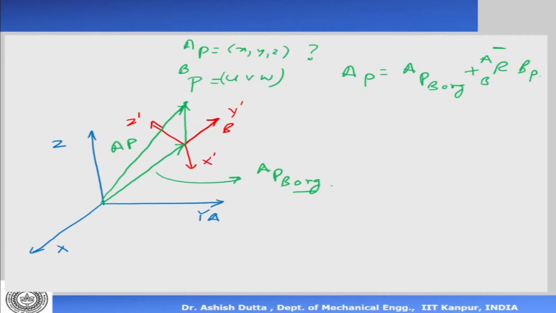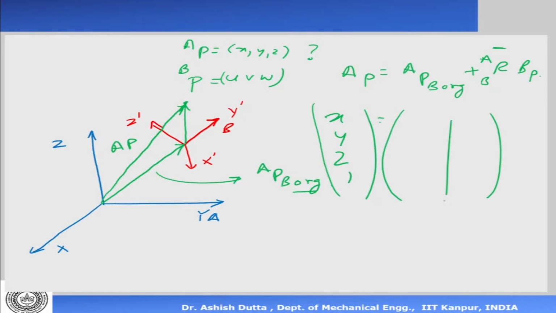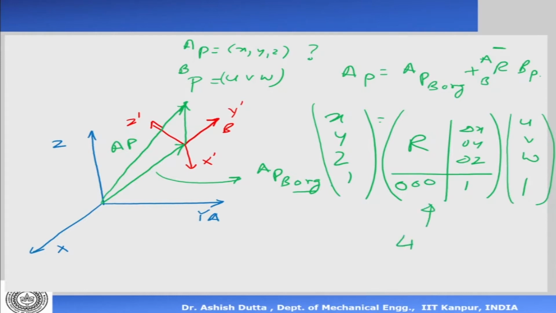Now I can write this mathematically in the form of a matrix as x, y, z, 1 is equal to the rotation part, then 0, 0, 0, 1, with dx, dy, dz, multiplying U, V, W, 1. This 4 by 4 matrix is called the homogeneous transformation matrix, and it has 4 parts. This is the rotation part. This is the translation part, translation of origins. This is called the scale parameter, and this is called the perspective.